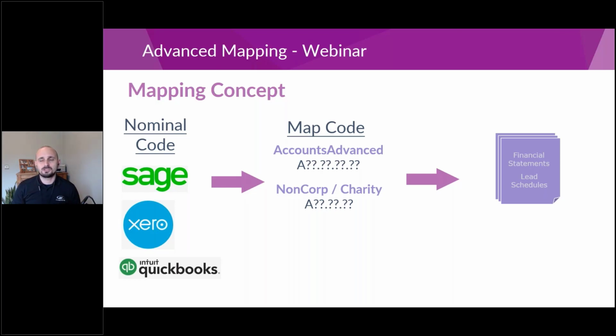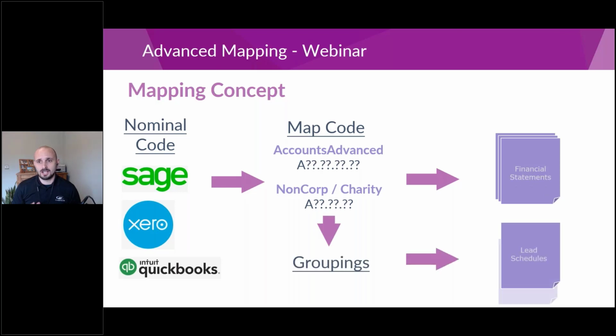The map code does go through and subsequently does help drive figures into the lead sheets. However, it's really predominantly the groupings that go through and drive lead sheets within CaseWare. So when we're looking at lead sheets, whether they're populated by the Mercia referencing or the HAT referencing, PCAS and so on, it's the groupings that drive the lead schedules.